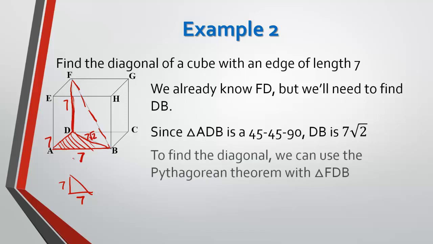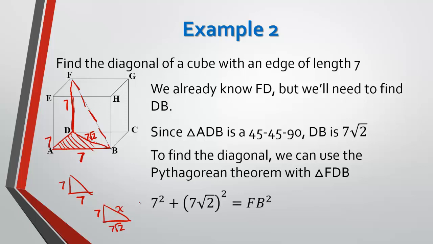Okay? So then to find the diagonal, we can use the Pythagorean theorem with triangle FDB now. So with triangle FDB, this is 7, and this is 7 root 2. So we need to find this. So we use the Pythagorean theorem. 7 squared, which is 49, plus 7 times the square root of 2, quantity squared. So that ends up being 7 squared is 49, square root of 2 squared is 2, so that equals 98. So 49 plus 98 is going to give you the square root of 147, which you can simplify to 7 times the square root of 3. Okay?